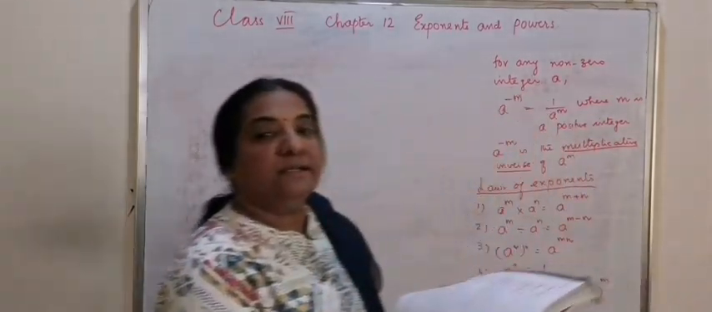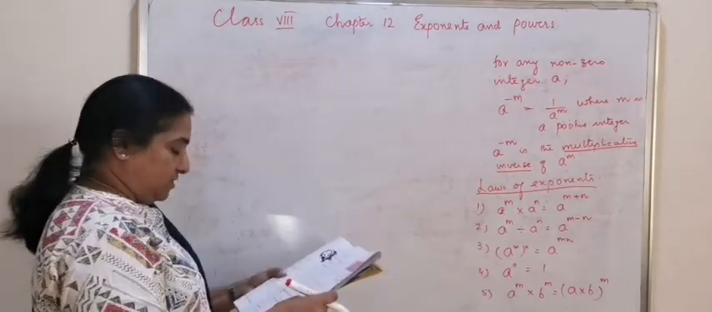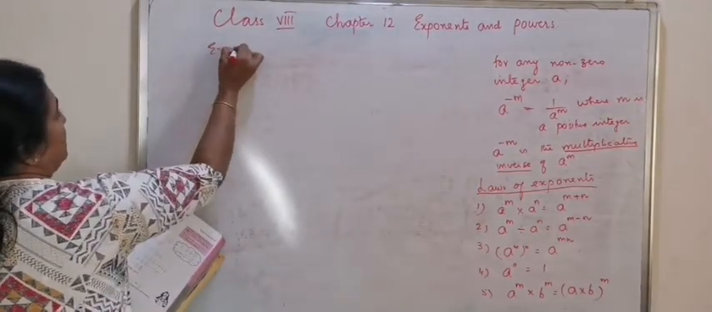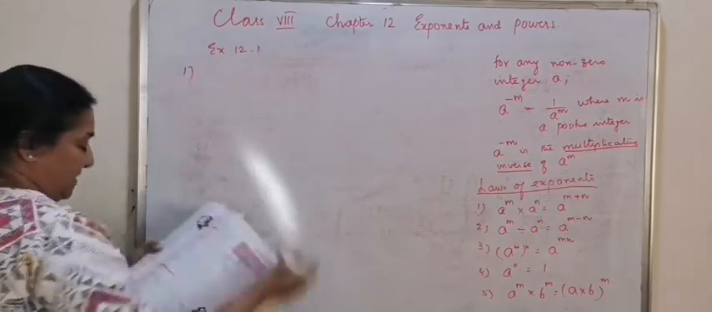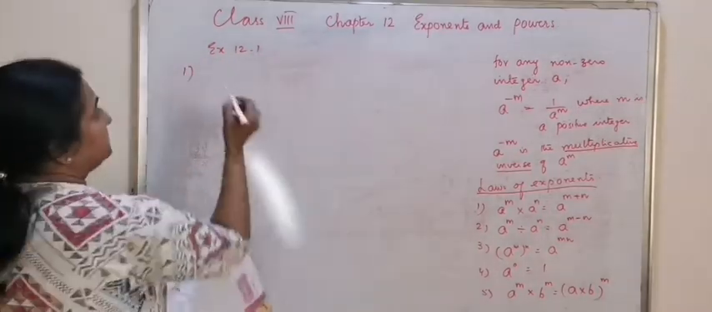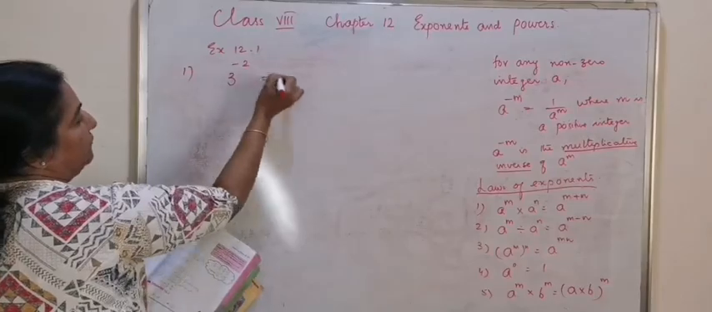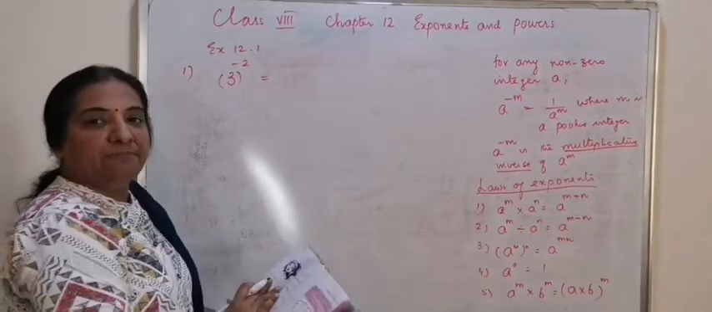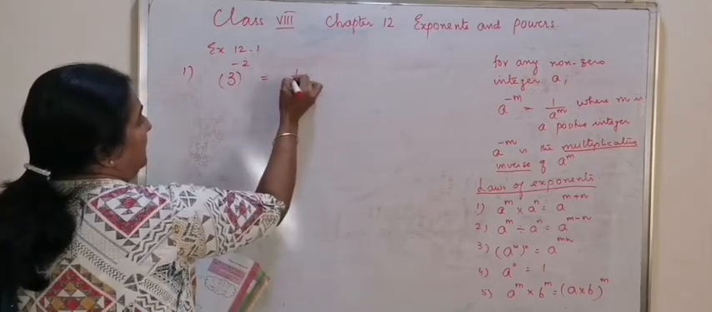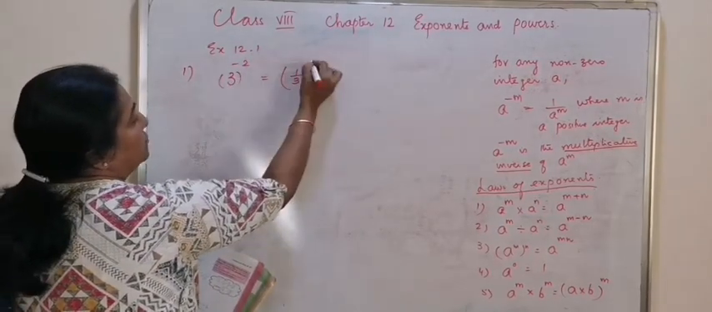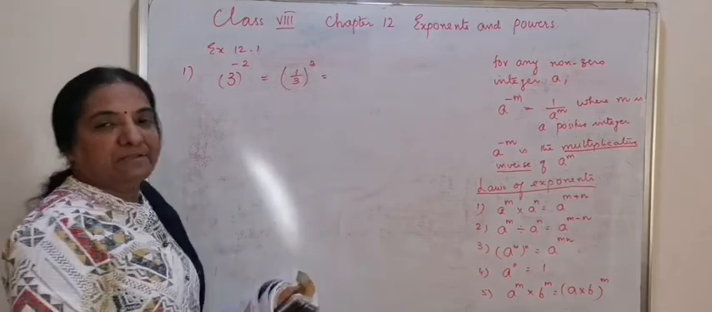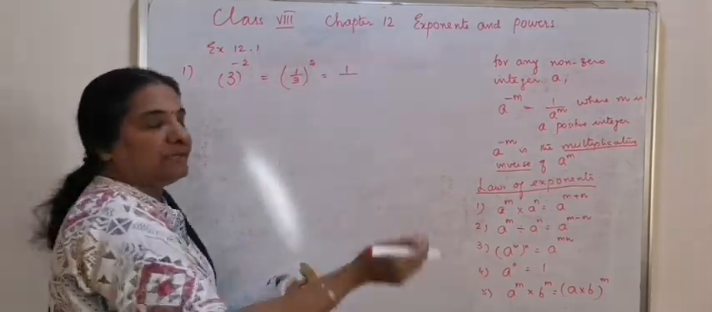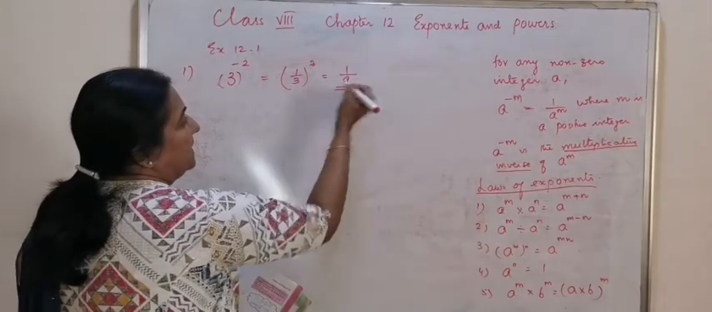12.1 based on these exponents. The first question, evaluate. Exercise 12.1. First question, evaluate 3 to the power of minus 2. Whenever you have a negative power, base becomes 1 by 3 and negative 2 is positive. 1 by 3 the whole square is the same as 1 by 3 into 1 by 3, or it is 1 by 9.